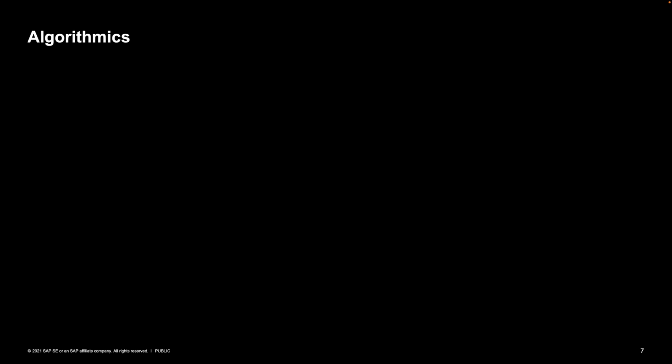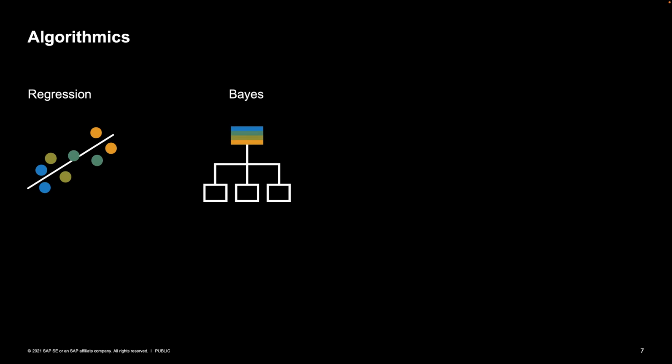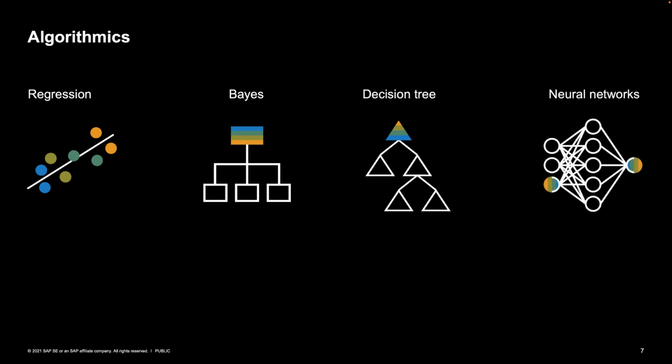Many algorithms are used to perform predictive analytics. The goal is not necessarily here to provide an exhaustive list, but to give a few examples. There are a few families of algorithms. Regression, with linear, logarithmic, and ridge regression. Bayesian. Decision trees, with decision tree, random forest, gradient boosting, and neural networks.